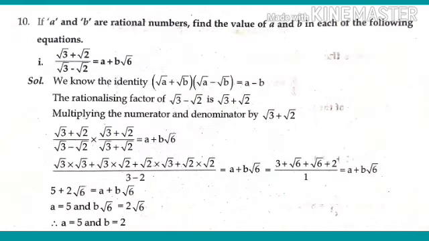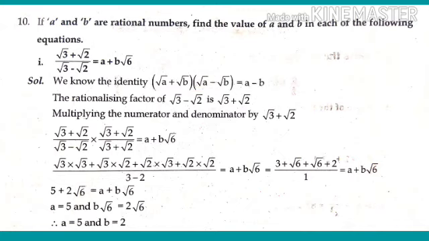Question number 10. If A and B are rational numbers, then find the values of A and B in the given equation. First question. Square root 3 plus square root 2 by square root 3 minus square root 2, that is equal to A plus B root 6. Solution. We know the identity square root A plus square root B into square root A minus square root B is equal to A minus B.